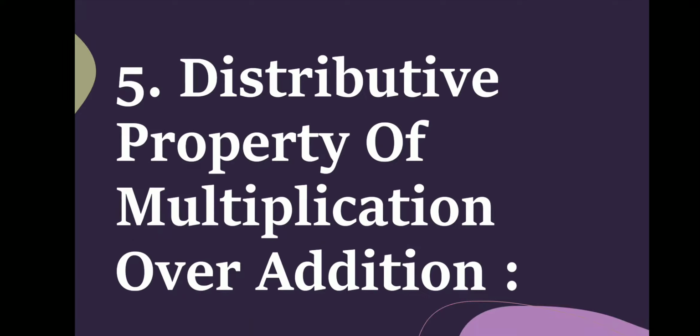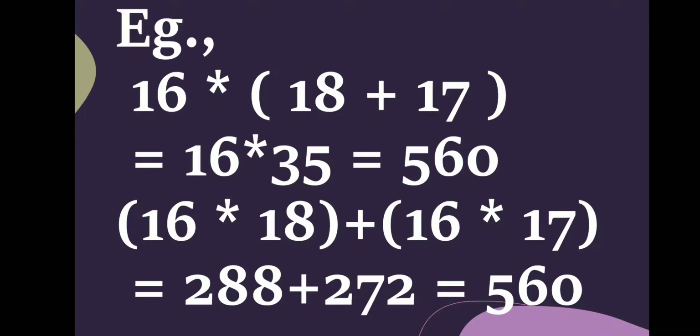Now let us see the fifth property, distributive property of multiplication over addition. Now let us see what this is. This says that according to distributive property, multiplying the sum of two or more addends by a number will give the same result as multiplying each addend individually by the number and then adding the products together. I'll show you with an example. It will be easier for you to understand with an example.